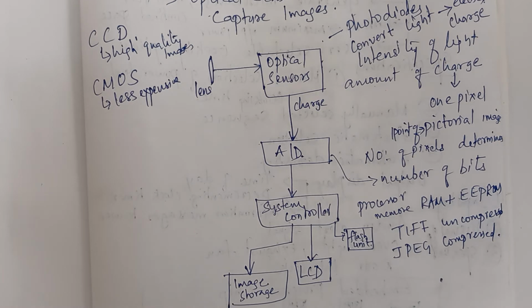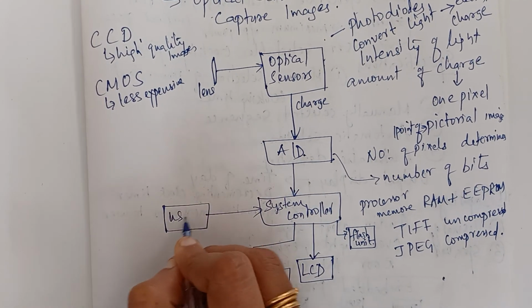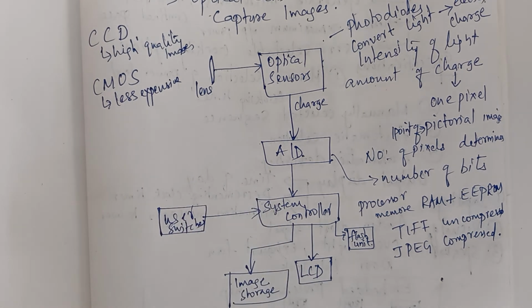If you have an LCD, the liquid crystal display installed in the camera, the number of images that can be taken and saved will depend upon the image storage unit. And there should be some user switches also.